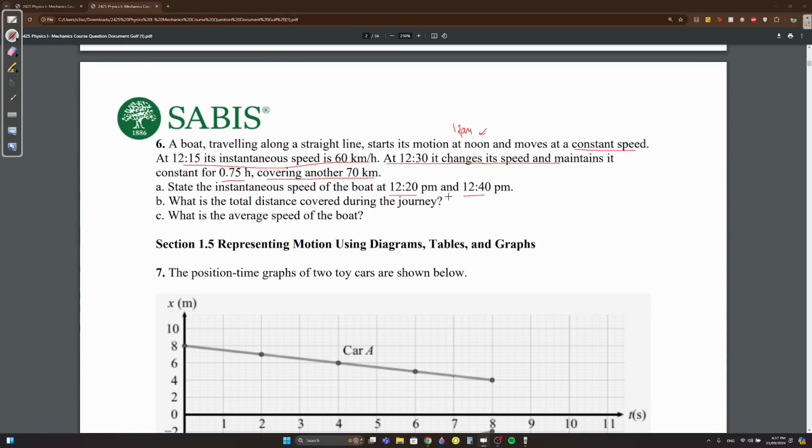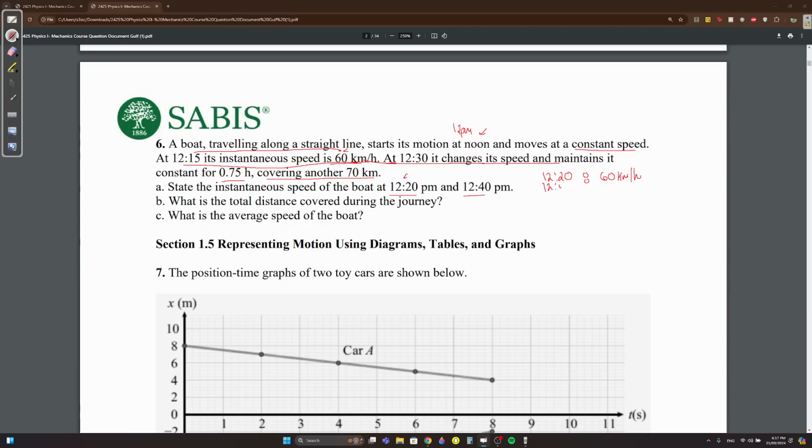Okay, let's see. At 12:20, we know that from 12:15, we maintain this speed of 60 until 12:30. So from 12:15 until 12:30, it's 60. They want 12:20, and that's in between 12:15 and 12:30. So at 12:20, it's 60 kilometers per hour.